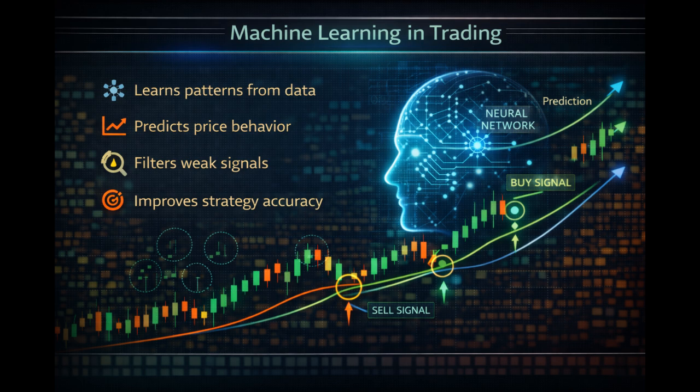Data used in machine learning for trading. Machine learning models rely heavily on high-quality data. In trading applications, several types of data are commonly used. Market price data. This includes open, high, low, close prices and trading volume. Historical price data forms the foundation of most trading models.